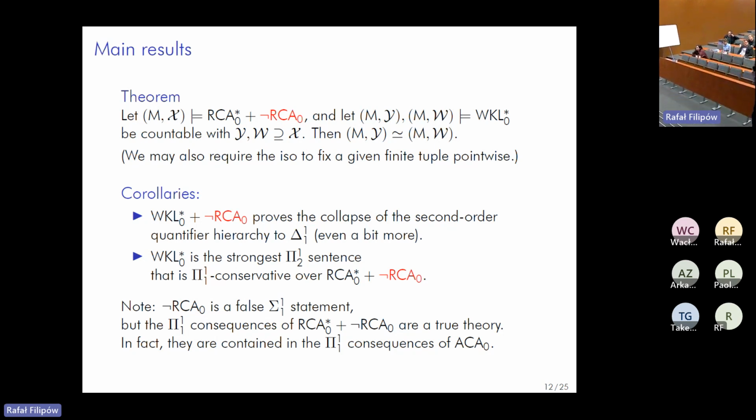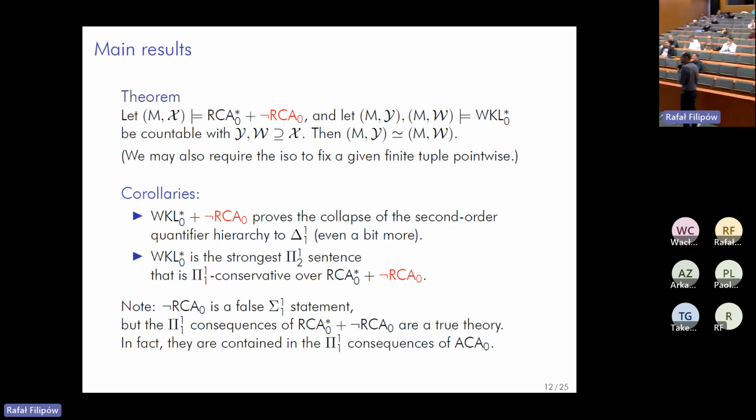I do perhaps want to mention that the Π¹₁ consequences of this theory, even though it's a false theory, are actually true. They're a proper subset of the Π¹₁ consequences of ACA0. So for example, if you take just the purely arithmetical consequences of this theory, that's a proper fragment of Peano arithmetic.